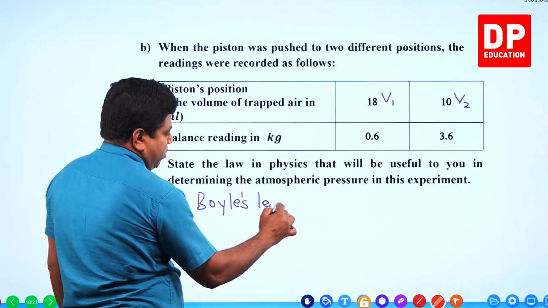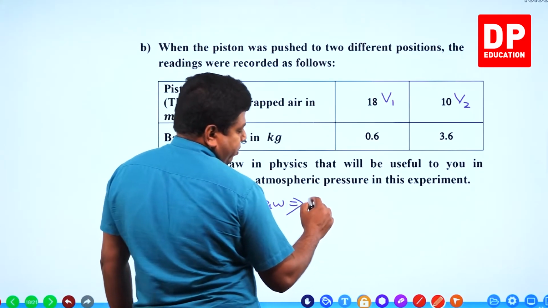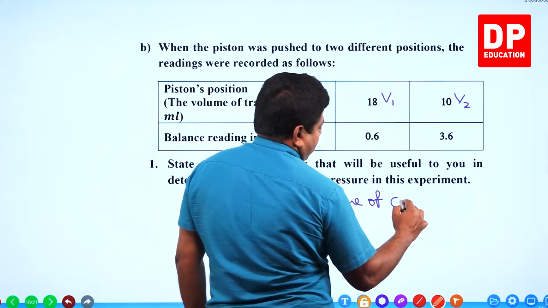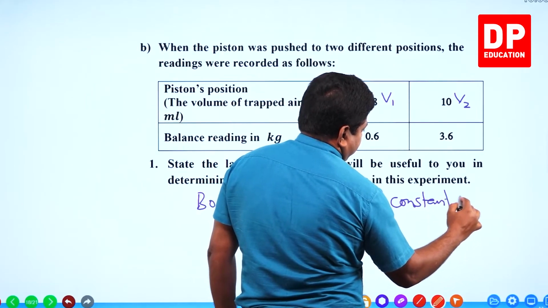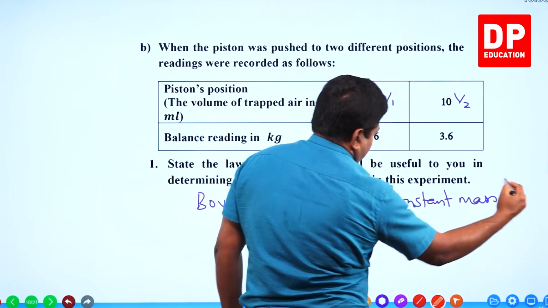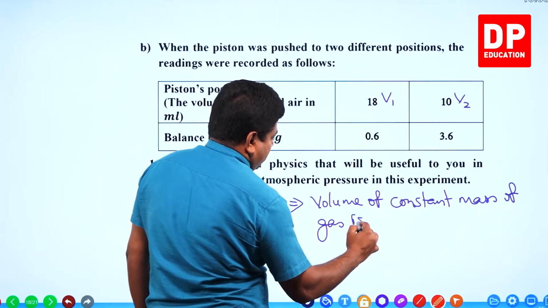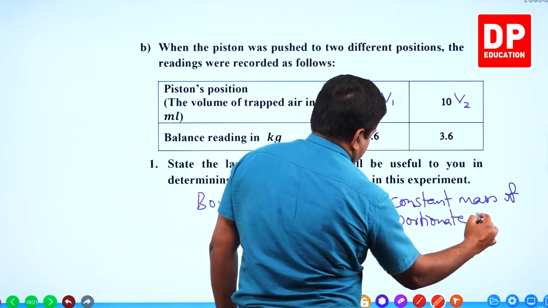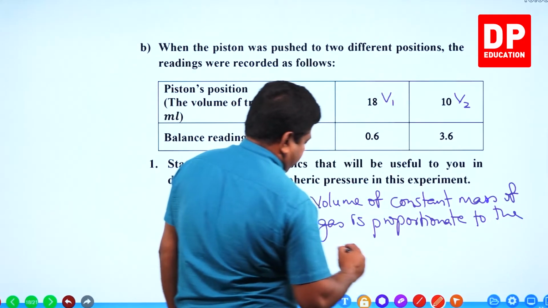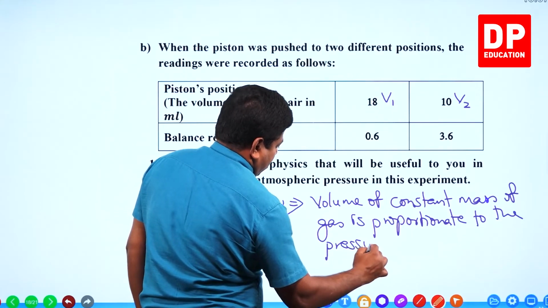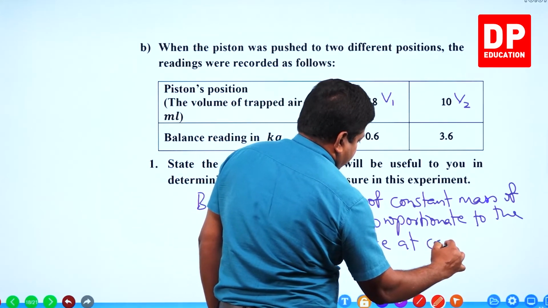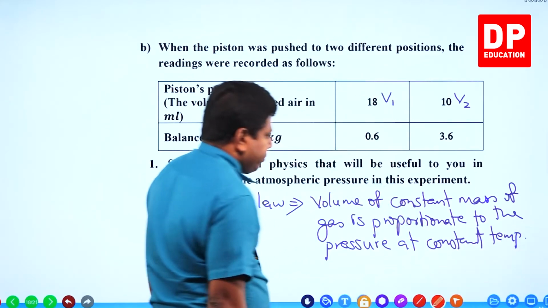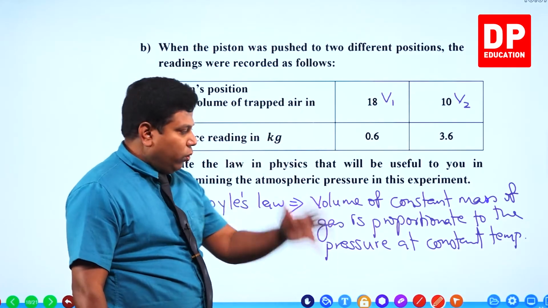Boyle's law. What is Boyle's law? Volume of constant mass of gas is proportionate to the pressure at constant temperature. That's all they asked here. State the law. That's Boyle's law.